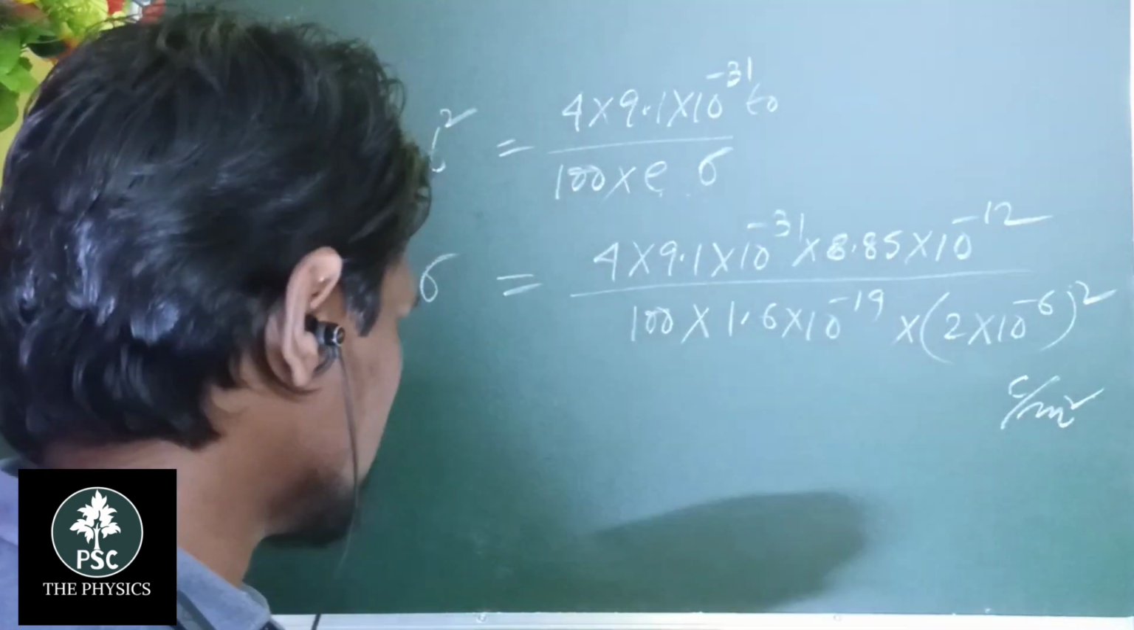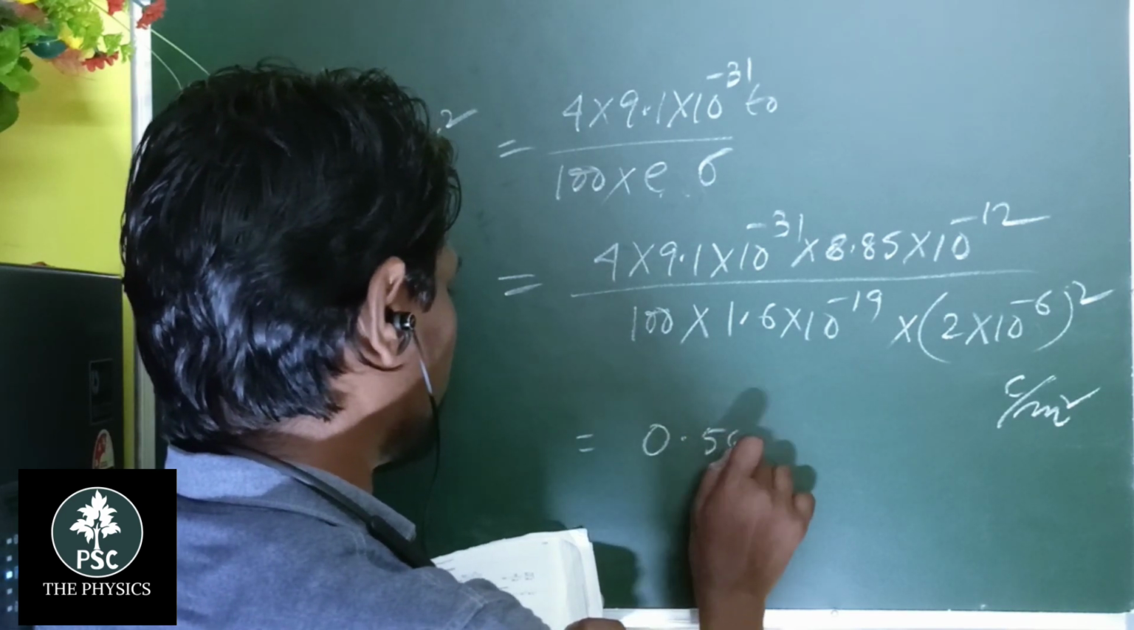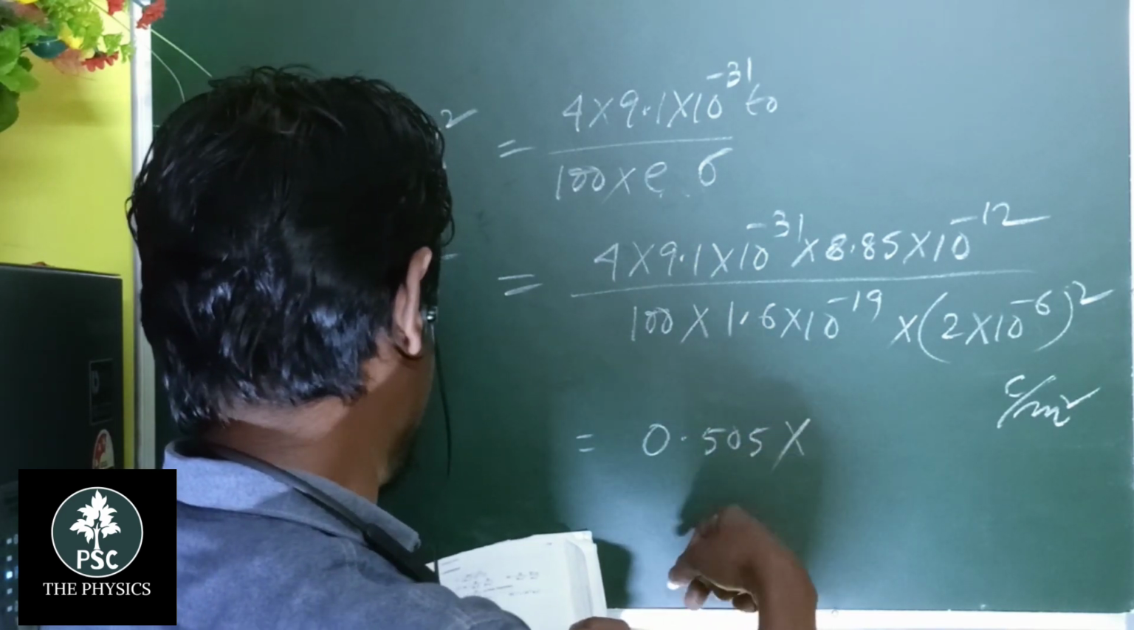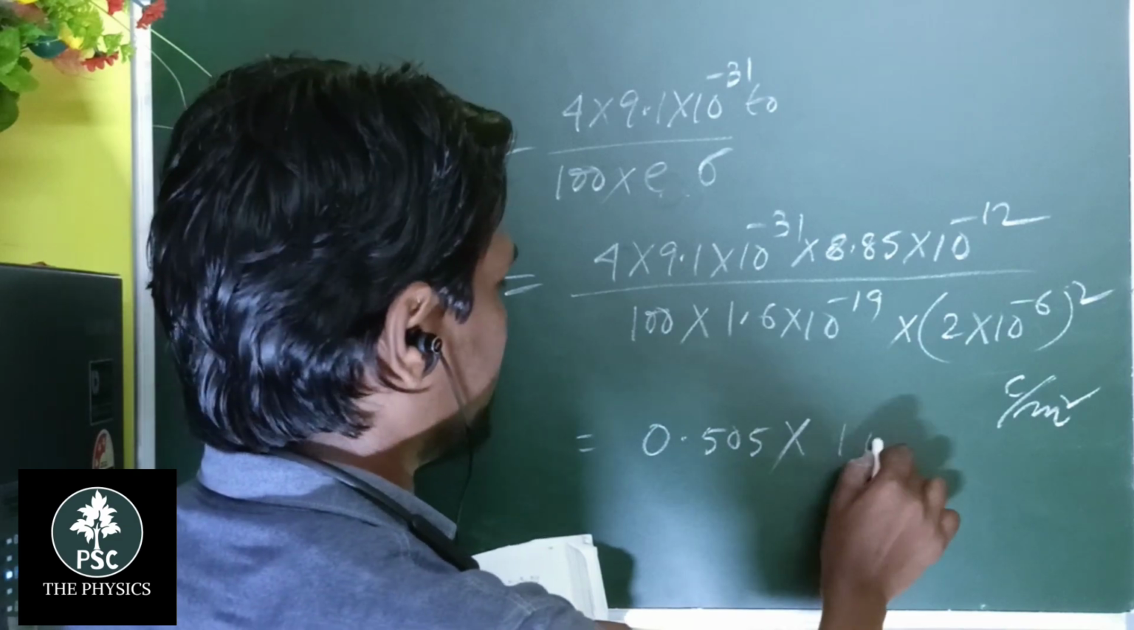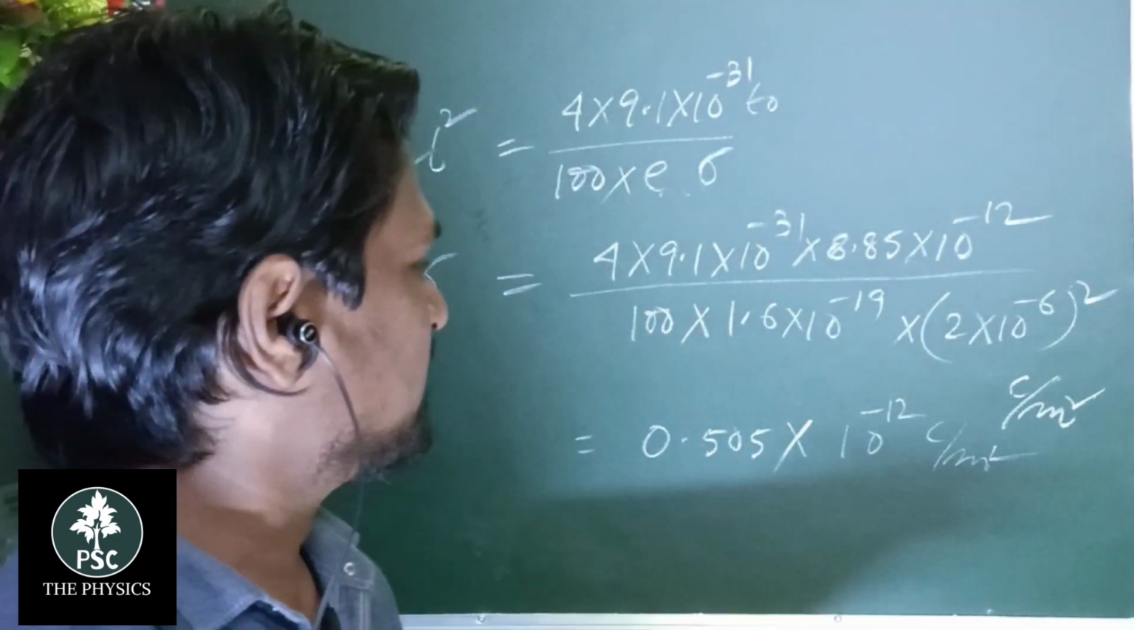So the 21 here is given as 0.505 into 10 to the power minus 12. So this is the answer, coulomb by meter square.